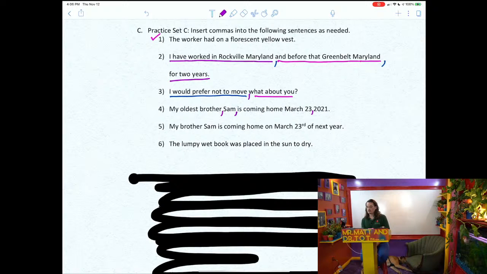Also, we don't have a formal date. We don't have the year. We just have the descriptor of next year. So we don't need any commas in that portion of the sentence either, so 5 is actually correct as it's written.